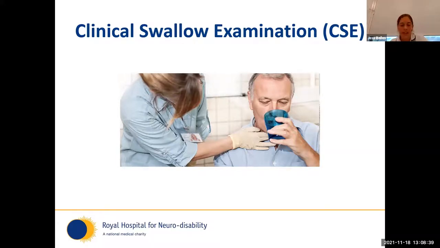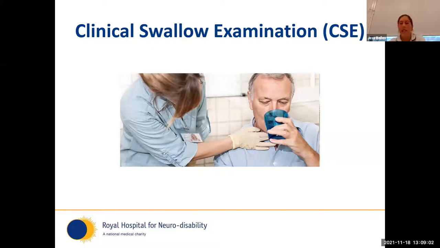There was a study by Daniels et al. that found that clinical swallow examination only has 35 to 57% sensitivity in detecting aspiration, and the low sensitivity is due to the incidence of silent aspiration. They concluded that if someone is coughing, they are 85 to 89% likely to be aspirators, but if they don't cough, we still don't know.